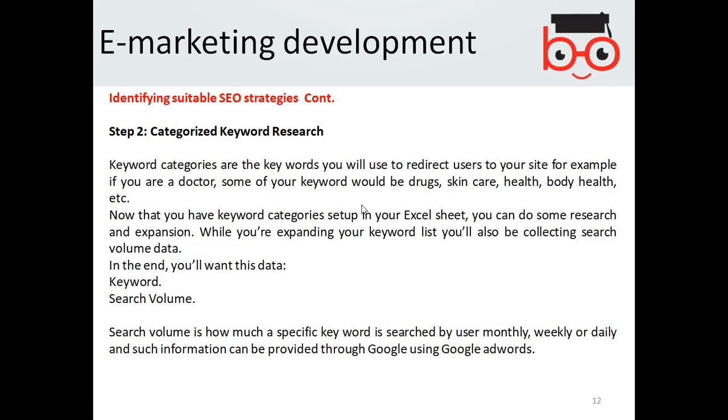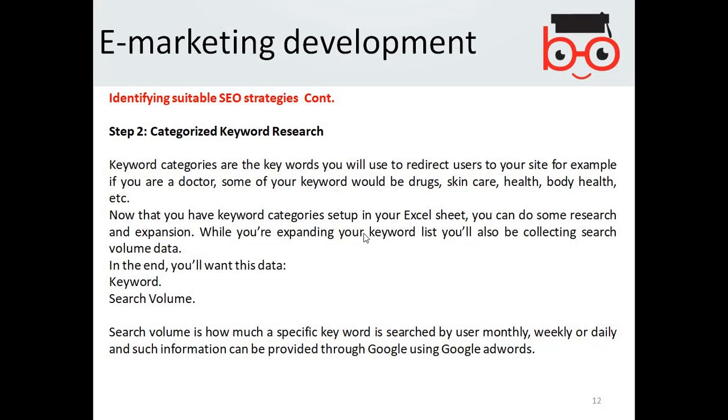Are you aware of keyword search? Yeah. And the next term is search volume, which is how much a specific keyword is searched by users monthly, weekly or daily, and such information can be provided by Google using Google AdWords. So you should be able to know how much the search volume is for that particular keyword.